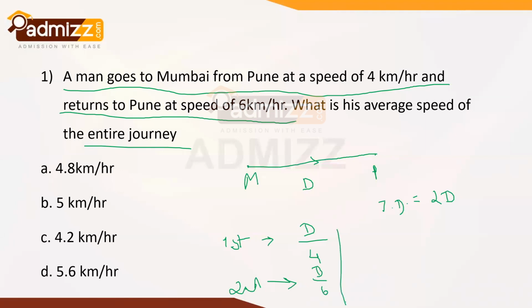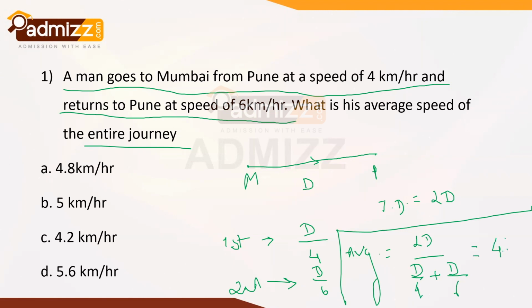So with these done, we have the time for each phase of the travel, and we have the total distance. So average speed is basically total distance by total time, which is 2d by d by 4 plus d by 6, which comes out to be 4.8 kilometers per hour. And our correct answer is option number A. Was this clear to everyone?